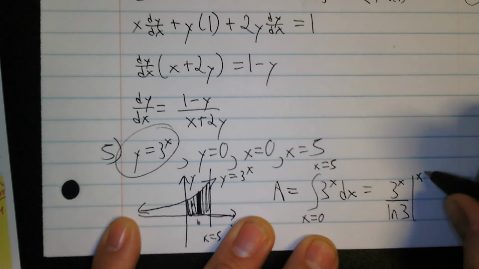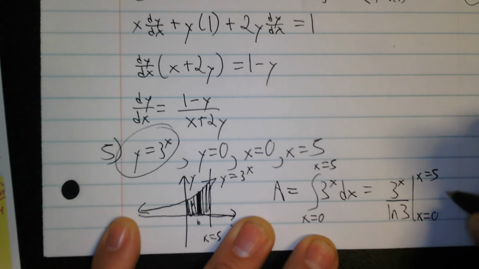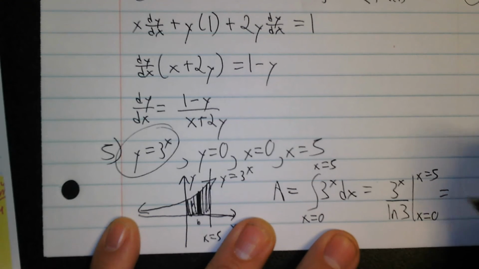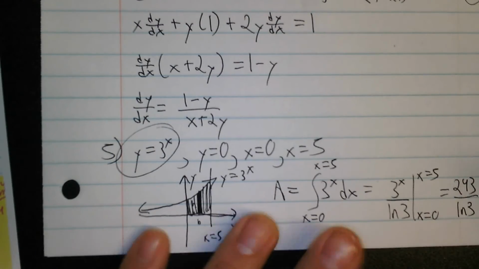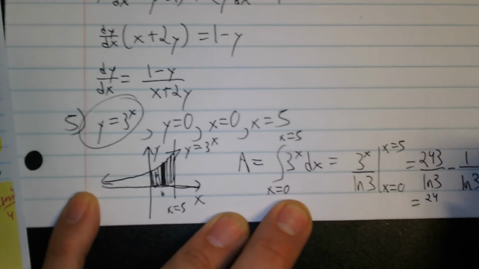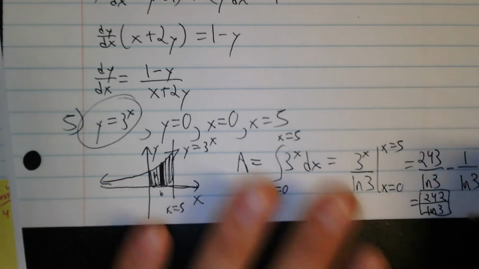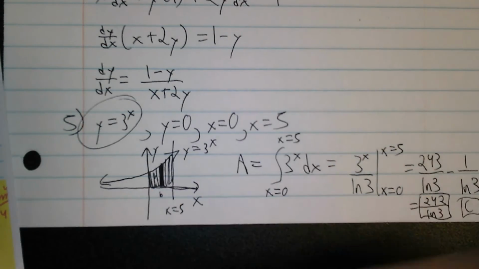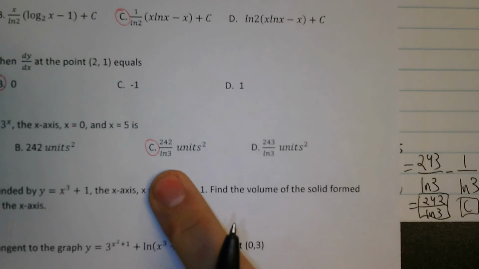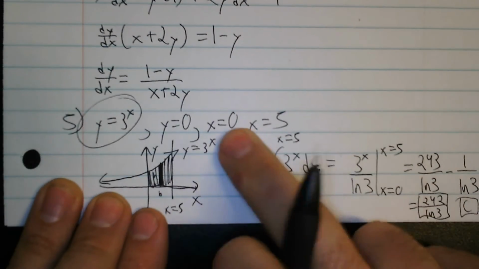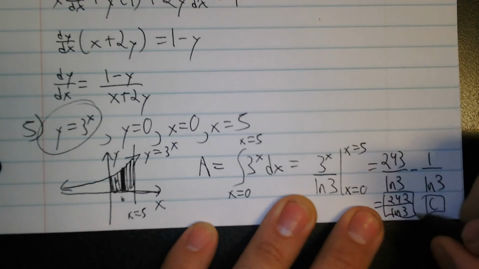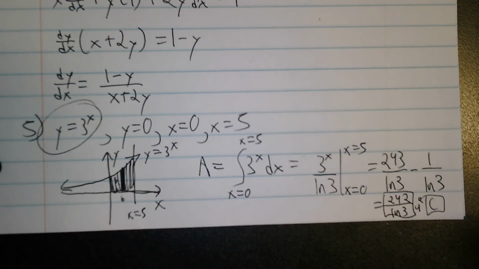And then you want to evaluate this from x equals 0 to x equals 5. And so you're going to get 3 to the 5th, which is 243 over the natural log of 3, minus 3 to the 0, which is 1 over the natural log of 3, which is going to equal 242 over the natural log of 3, which is your answer. And so the answer there is C, 242 over natural log of 3. Now, ask ourselves what the units are. Well, it's area that we measured, so it should be in units squared. All right.